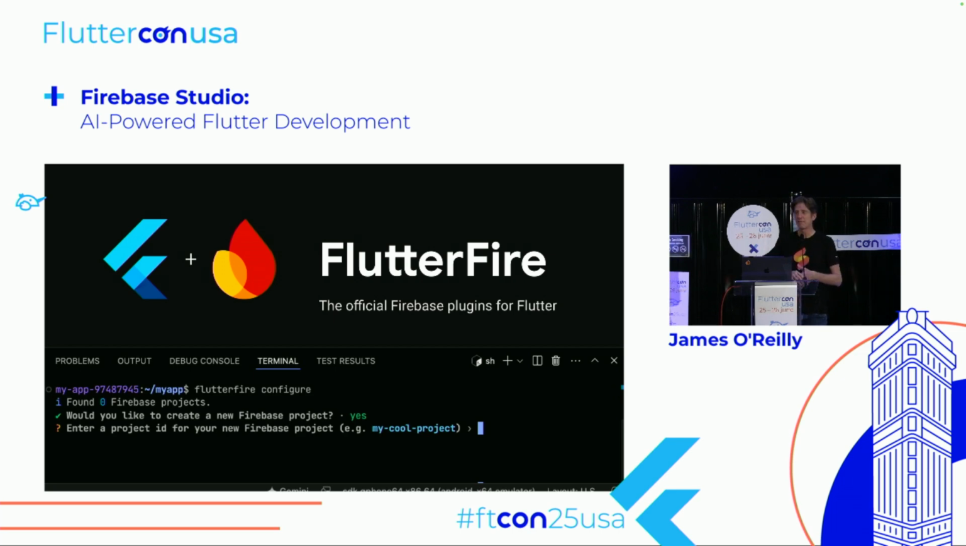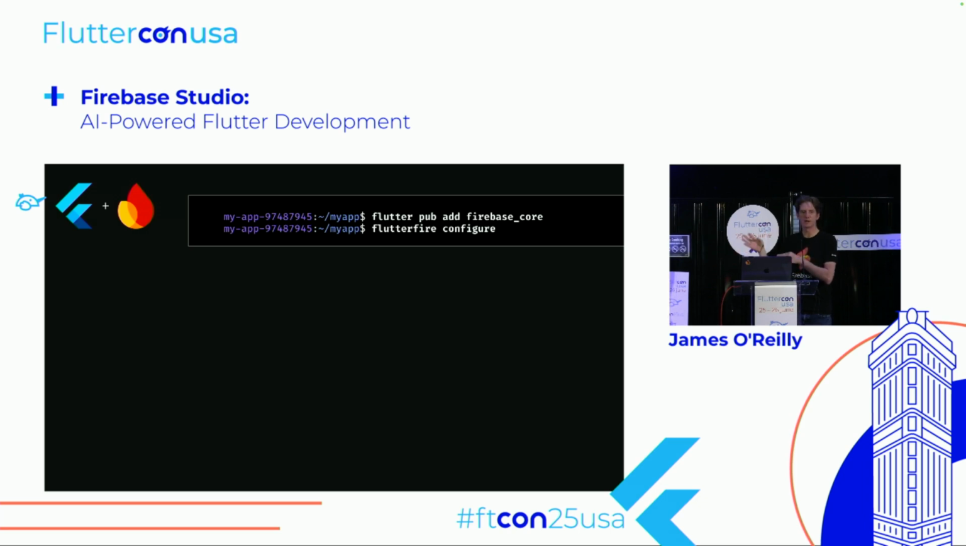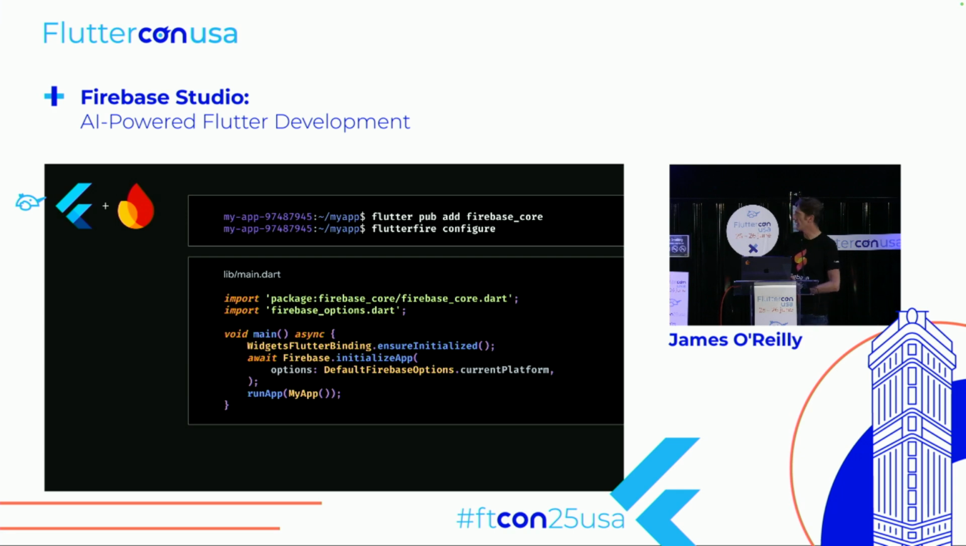And since it's multi-platform, these plugins work across Android, iOS, and the web. So installing it, you're sure to know that your implementation is going to work across these platforms. The first thing you would do is import the core plugin, and then you would configure your project running flutterfire configure. This would generate a configuration file for your application, which we will import into the project.